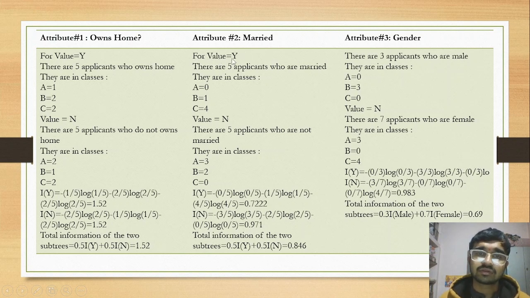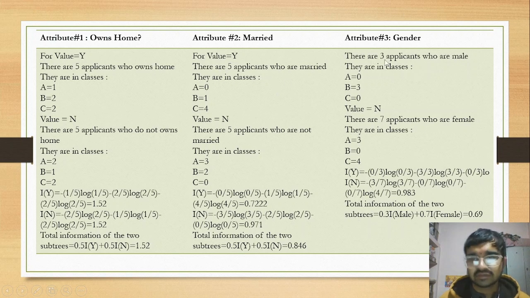For value equals y, there are 5 applicants who are married. They are in classes A equals 0, B equals 1 and C equals 4. And for value equals n, there are 5 applicants who are not married. They are in classes A equals 3, B equals 2 and C equals 0. We will calculate separate information IY for y and n, that we got 0.722 for y and 0.971 for n. Now we will calculate the total information of the two subtrees, that we got 0.846.